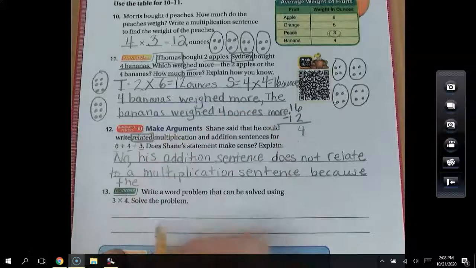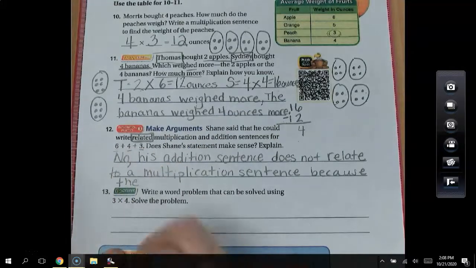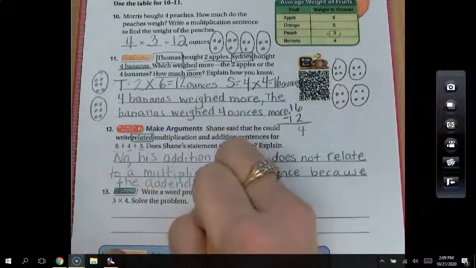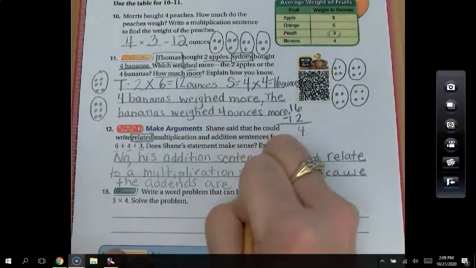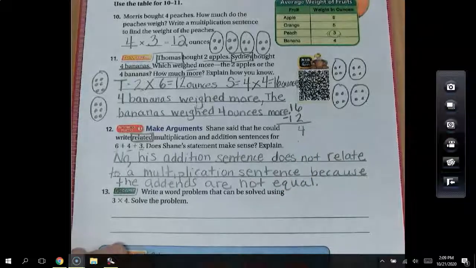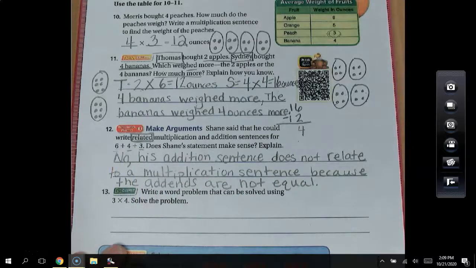Addends, which we know from chapter 1, these are called addends, the numbers we add together. The addends are not equal. Remember addition and multiplication. The addends would all have to be equal. They would all have to be the same number for it to relate to multiplication. And Shane did not have that.